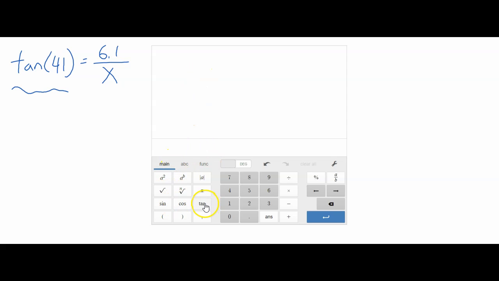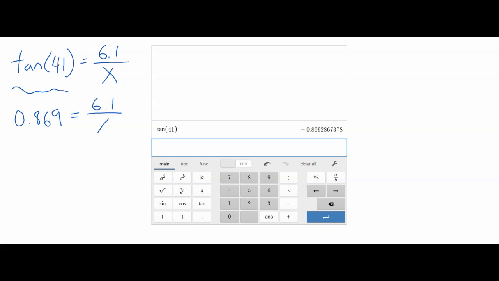So all I need to do is type in tan of 41. That is going to give me a decimal, which I can rewrite in my equation. Now, for this class, we're going to go to 3 decimal places, to the nearest thousandth, if I'm rounding in the middle of a problem. So the approximate value of tangent of 41 is 0.869.